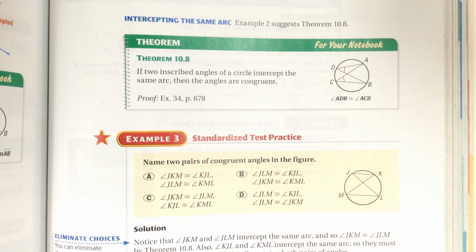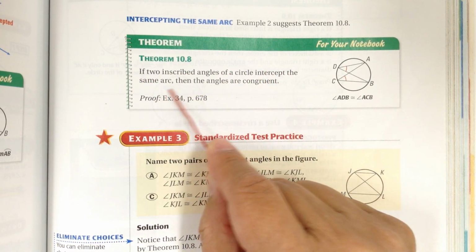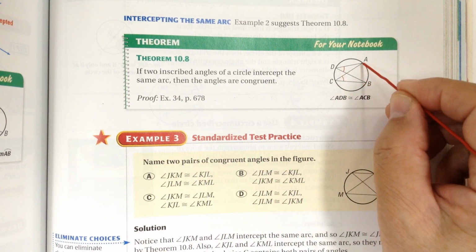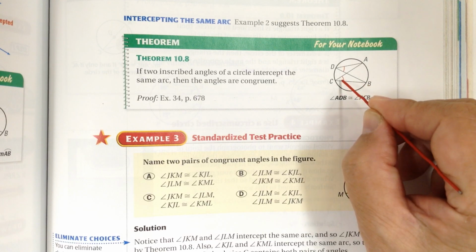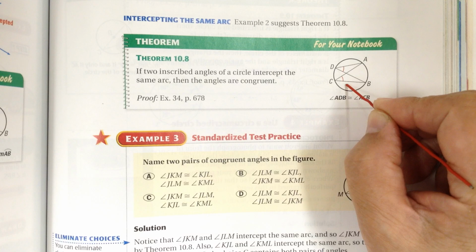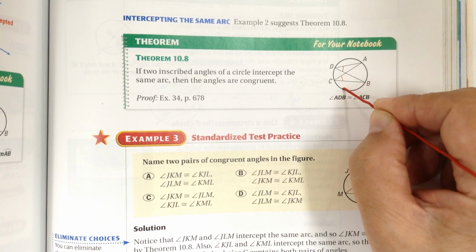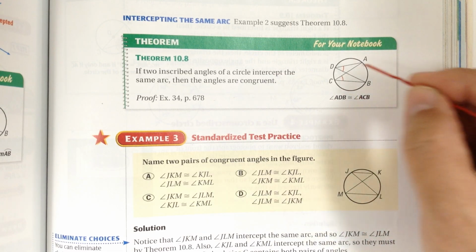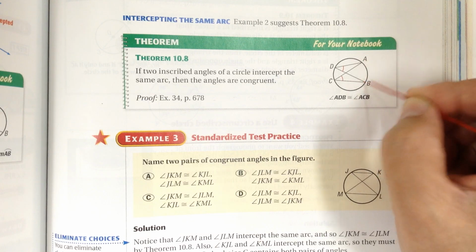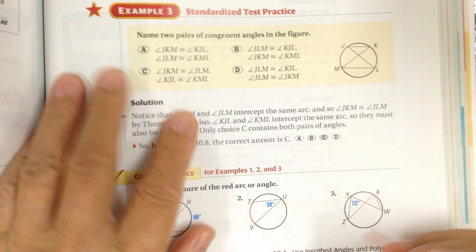Theorem 10.8 says, if 2 inscribed angles of a circle intercept the same arc, the angles are congruent. Notice this angle has an arc AB, the angle C has an arc AB, therefore they are congruent. Again, if 2 angles intercept the same arc, they are congruent. And vice versa. If 2 angles are congruent, the arc that they intercept will be the same, right?